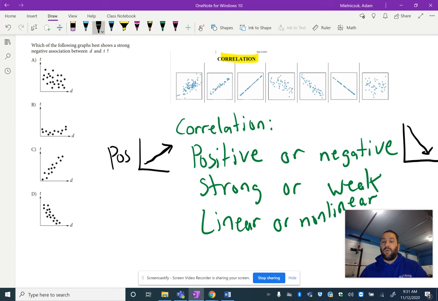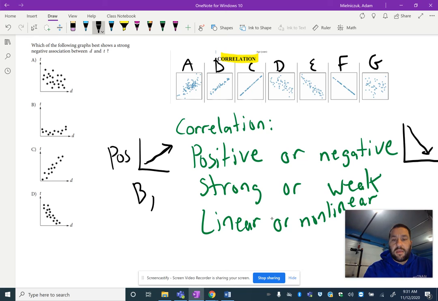Right? Now, strong or weak depends on how those points are scattered. Okay, so if we look at our correlation up above, we can see that the ones that are kind of closer together, such as, all right, let's label these. We'll call these A, B, C, all the way down. Okay, we can see that B, C, and F have a strong correlation. They're really, really clumped together. All right, you can even argue E, maybe.